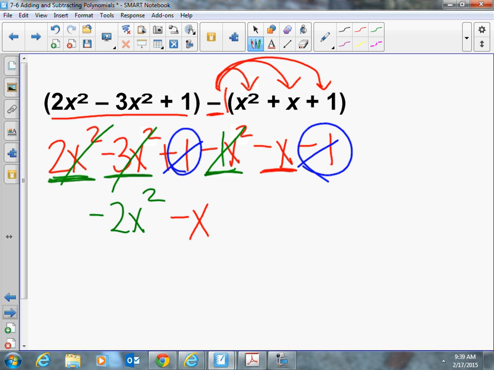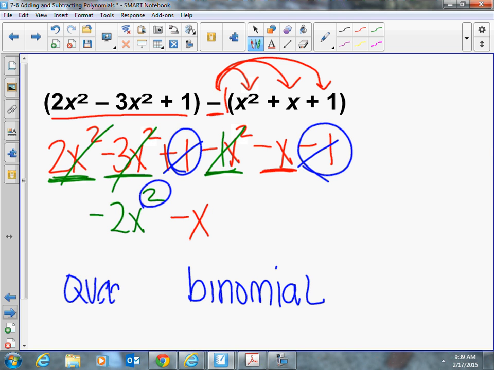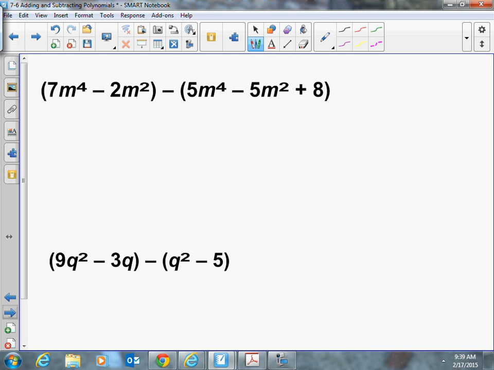So when I name this, how many terms? 2. Binomial. What's the largest exponent? 2. What's it called? Quadratic. What's the leading coefficient? Negative 2. Look at all these vocab words you guys are learning. Okay, here's another one. Subtraction again.